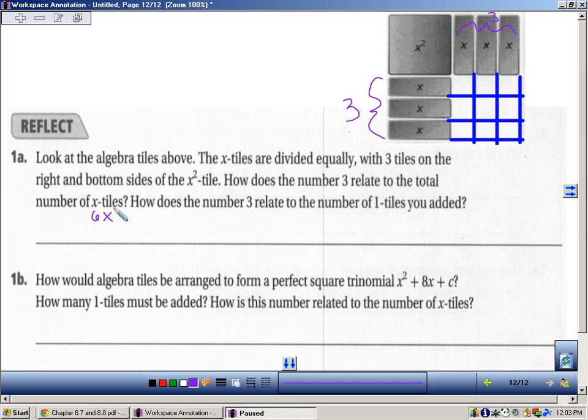And so you can think of it this way. How does the number 3 relate to the total number? Well, if you double 3, you get 6x. Or you can say that the number 3 is half of the total number. So I'm going to say the number 3 is half the total number of tiles.